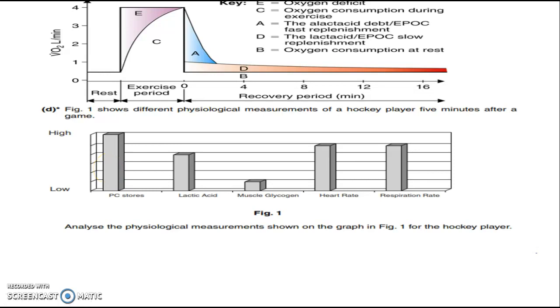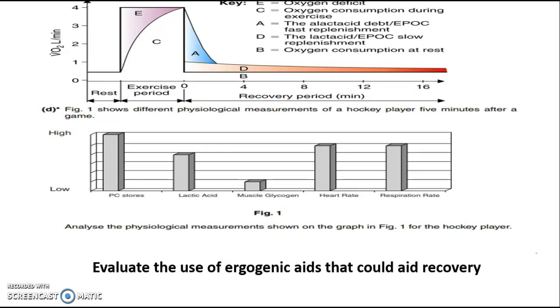So what I've done here, I've used an outstanding example of this. It was uploaded onto Padlet. So I'll let you have a look through this now. Pause the page where you need to for the analysis. But before I do that, let me just say this. The second part could well be evaluate the use of ergogenic aids that could aid recovery. Okay, so again, ergogenic aids are massive links for these 20-mark questions.